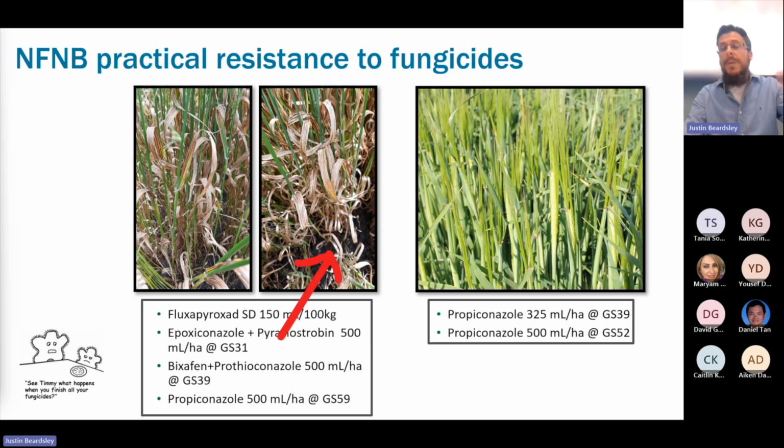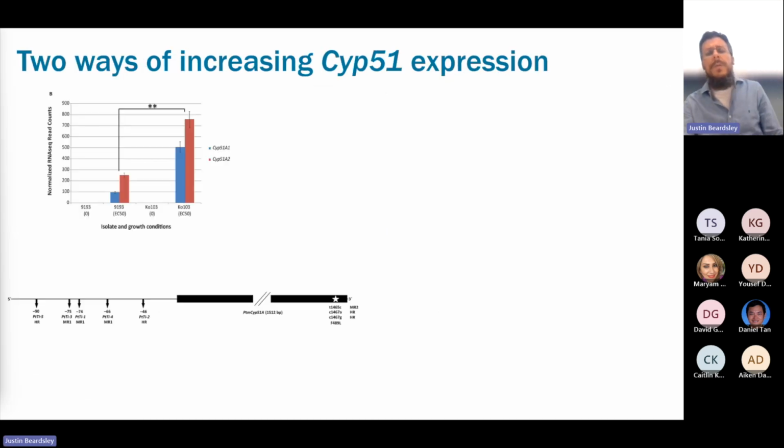Just to give you a reminder again, this is what the field looks like with just two treatments in the absence of resistance. So clearly there is a problem here. There's resistance. Now, resistance or increasing expression of the CYP51 can emerge in two ways. So one is, for example, like in Aspergillus fumigatus, there's a 34 base pair insertion in the promoter, combined with a mutation in the coding sequence that leads to this overexpression.